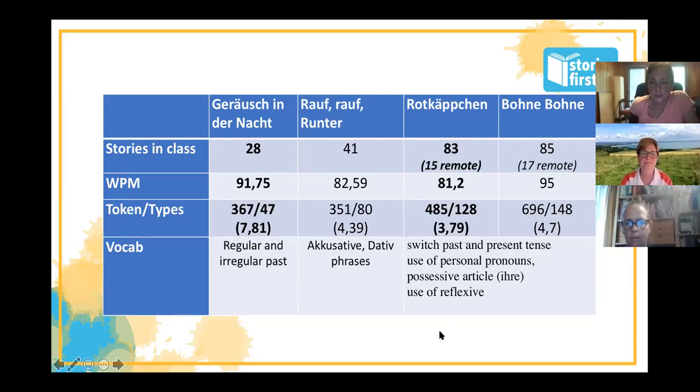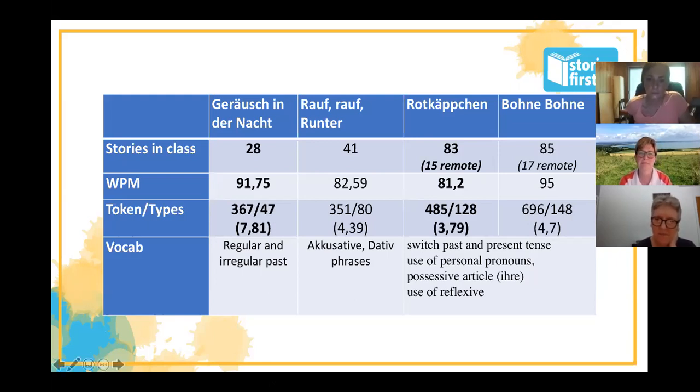Also, you can hear that she switches from past to present tense and does so really well within dialogue. She uses personal pronouns. Before, she would always go back to the names and say, Atava this, Atava that. Now she uses he and she. Also the possessive articles like ihre, her, and use of the reflexive. I don't think you saw that here, but she says something later on where sie sich umdrehte. So that's a reflexive in German.